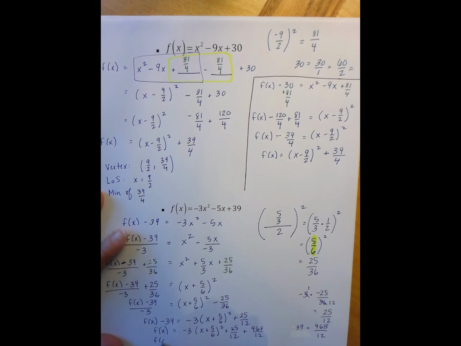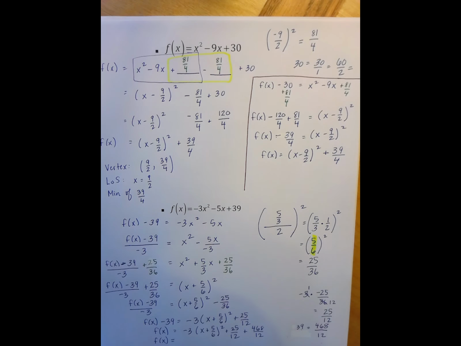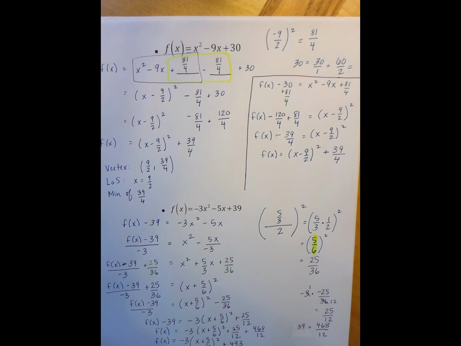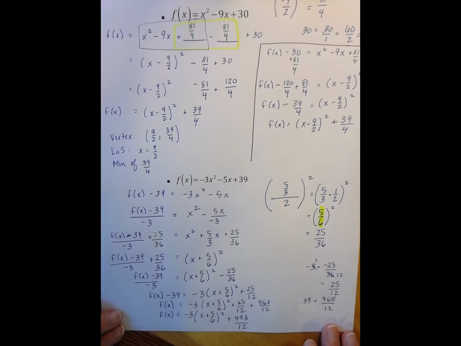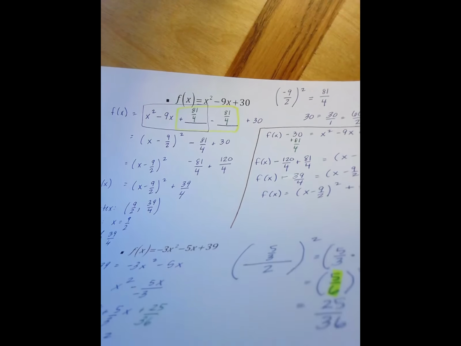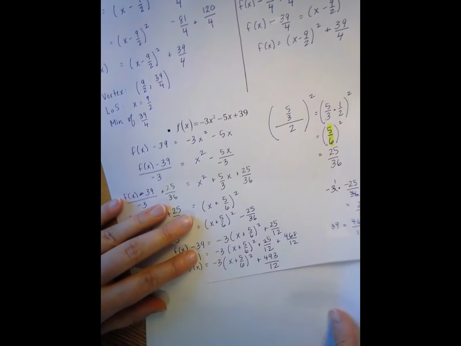So now I have f of x equals negative 3 times the quantity x plus 5 over 6 squared plus 493 over 12. And I run out of space here, so we'll take another page and move this up a little bit and finish writing the last part of this, which is my vertex and line of symmetry.